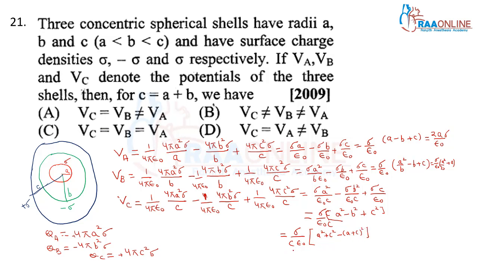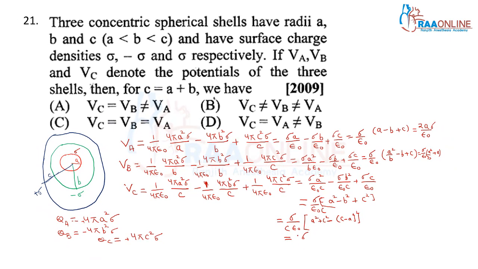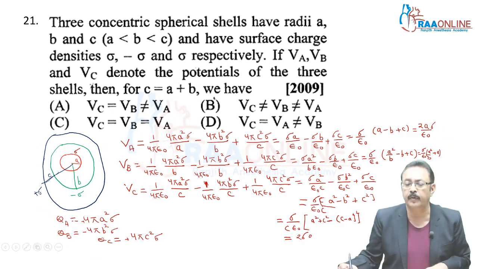So what we are getting? b is c minus a. We should write it. b² means c minus a squared. Now c² and a² will cancel out. Minus 2ac will become plus 2ac. c, c will cancel out. What we will get? σ, 2σa upon ε₀.